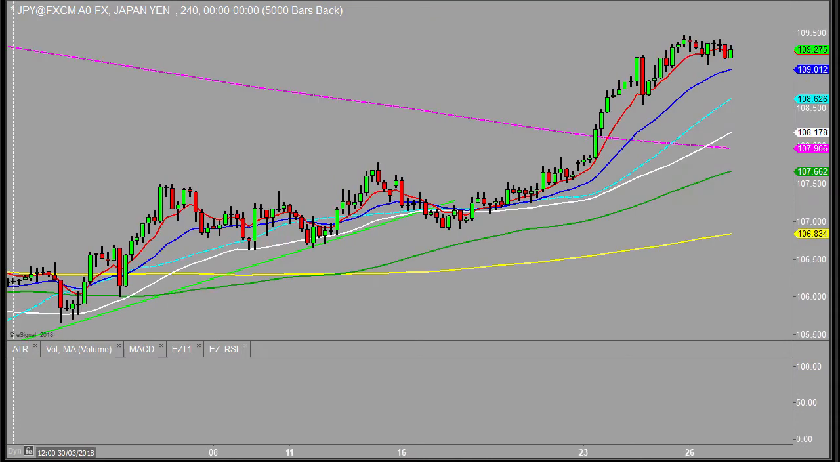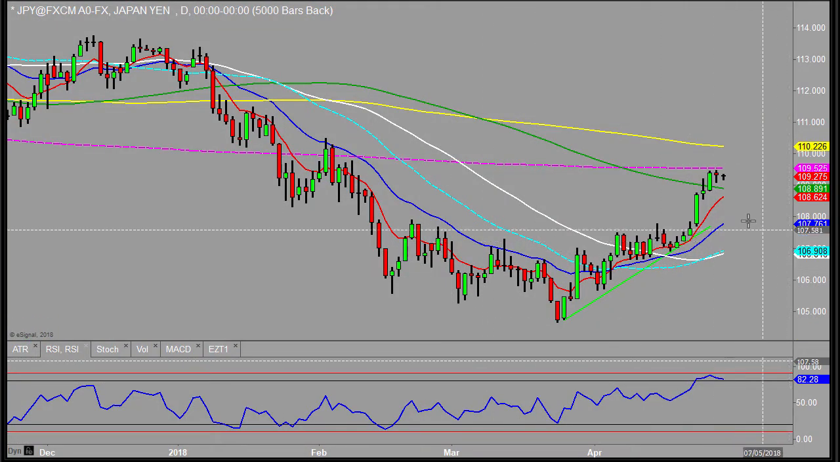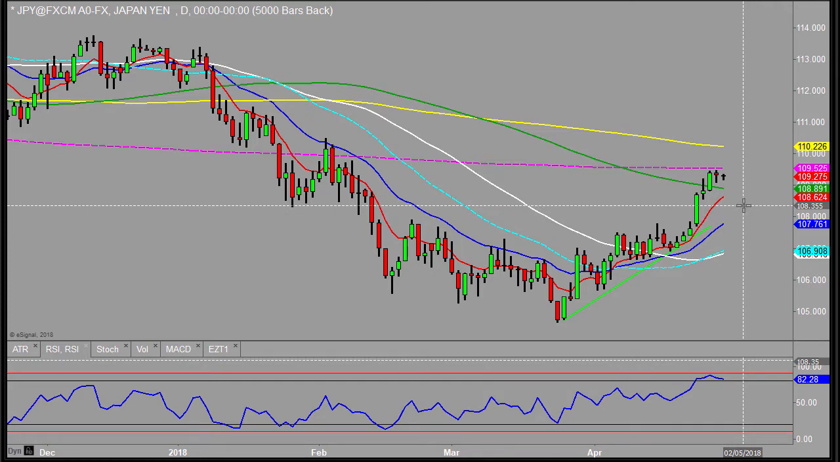Moving on to yen. Sorry, there's not much else I can do with the pound until the news is out, so there's no point giving ideas.